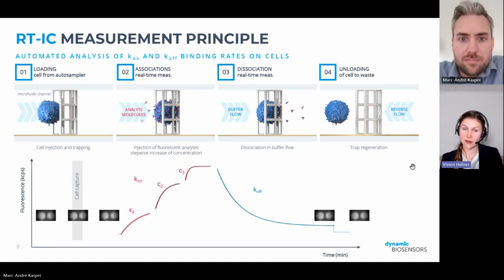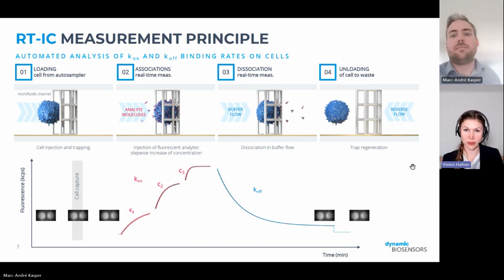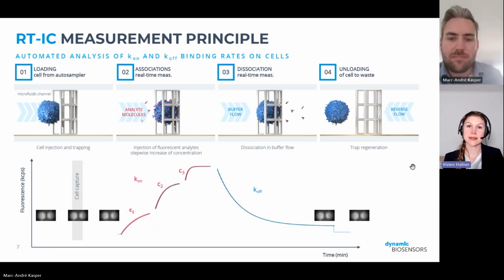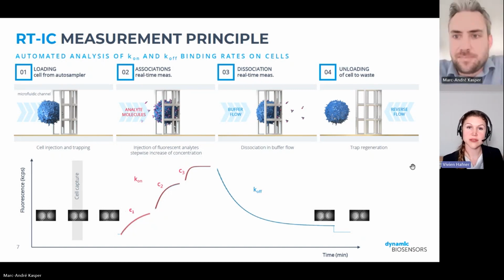Then instead of the analyte solution, we use simple buffer, and this will then allow the analytes to dissociate again, and you will see the decrease in fluorescence. And from this, you can derive the off rate. Afterwards, you can also apply a reverse flow, just flow the buffer in the reverse direction to push out the cell again, and then the chip can be reused.